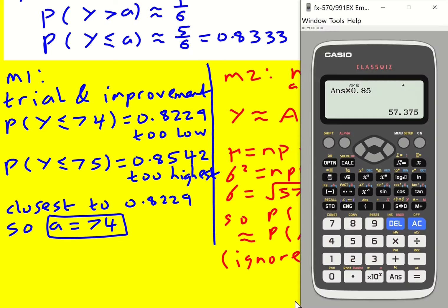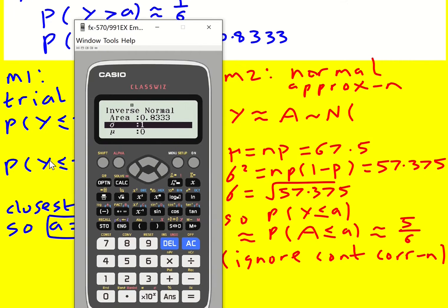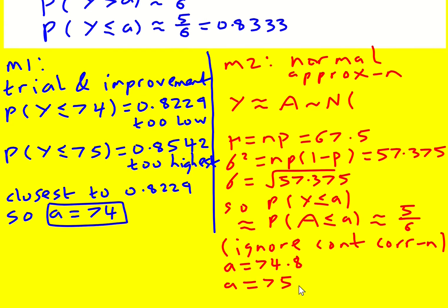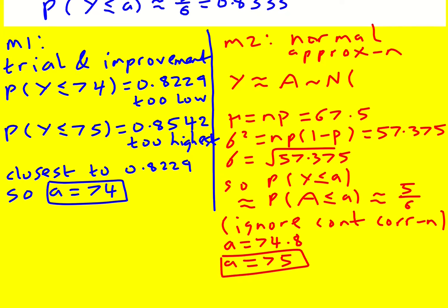Okay. We now go back to distribution, but it's going to be inverse normal. The area is going to be exactly 5/6. The standard deviation, and the mean is 67.5. And we get 74.8. Okay, so A would be 75 to the nearest whole number, which I did say was accepted on the previous method anyway.